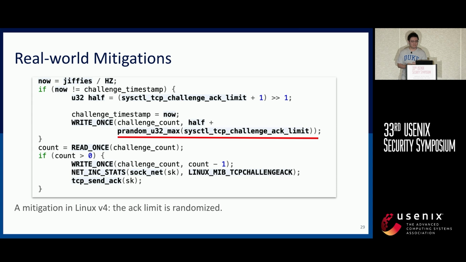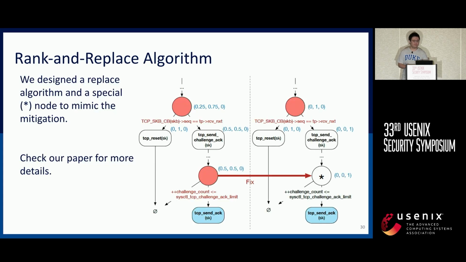This is a piece of code in Linux version 4 to mitigate a counter-based side channel. We don't need to understand the whole code piece, but just pay attention to the underlined code where they have added a randomized component to the counter. This does not eliminate the side channel itself, but it makes the inference attack much more difficult. So we want to mimic this behavior.